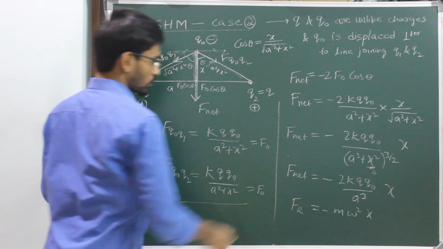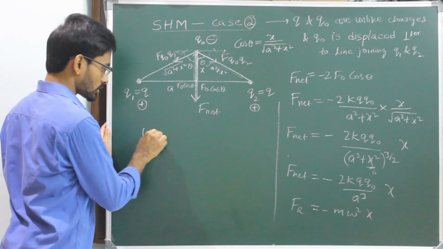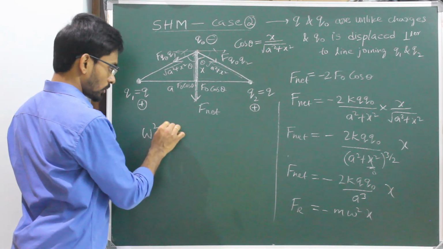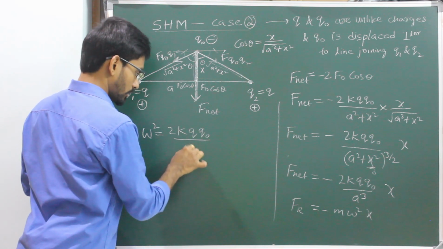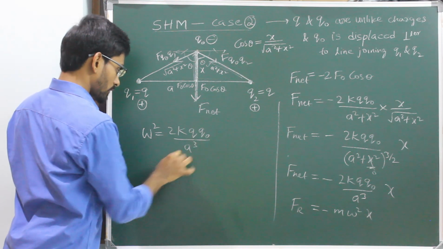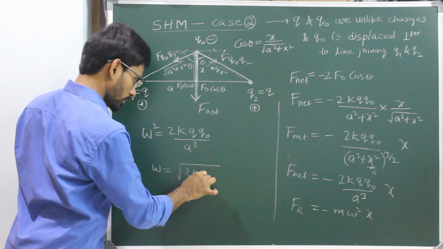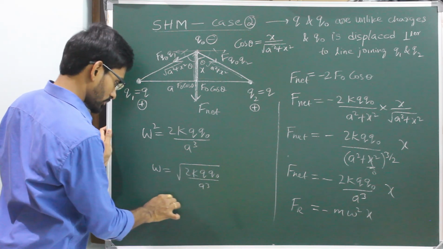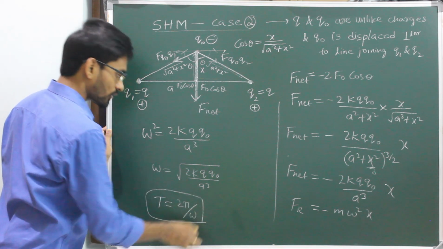If we compare these two, we will get the omega value. So omega square is equal to 2 k q q naught by a cube. From here we will get omega is equal to under root of 2 k q into q naught by a cube. From this, the time period is equal to 2 pi by omega. So this is how to find the time period.